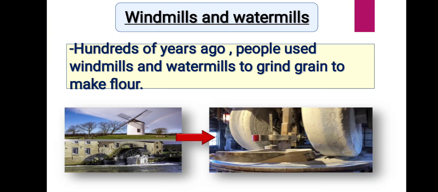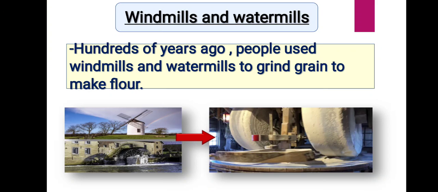So the water and the windmills, the old people used them to make what? To grind the grain, to make their life easier. From hundreds of years ago, the old people needed some machines to make their life easier. So they used windmills and watermills.